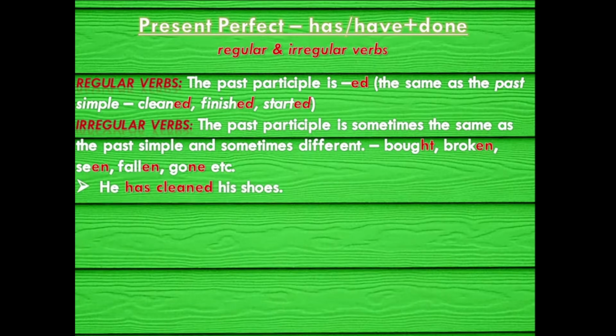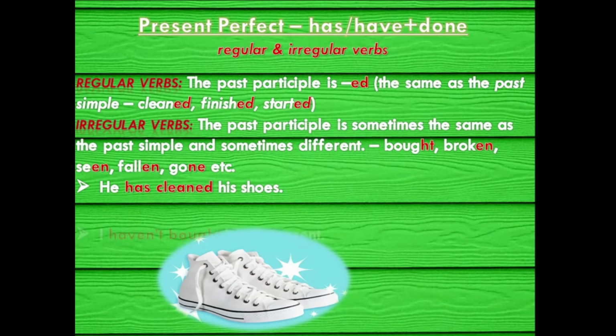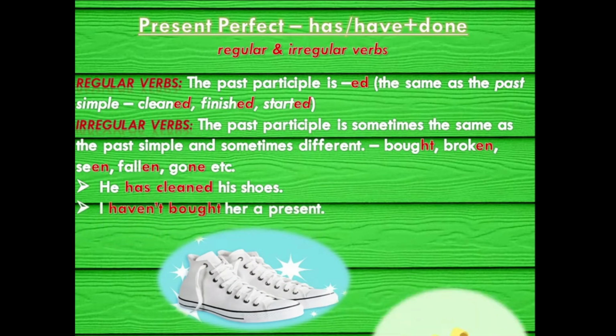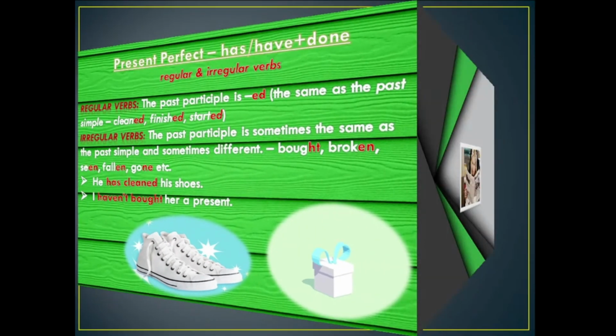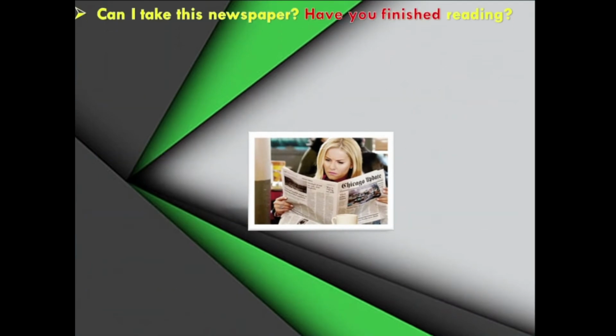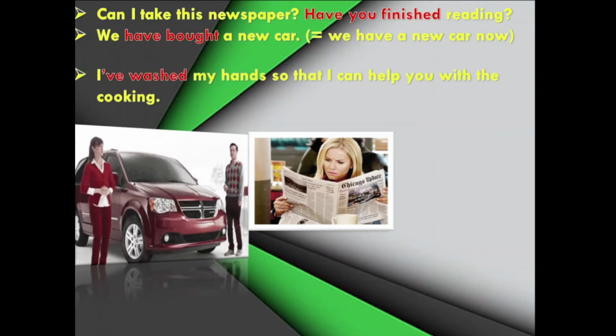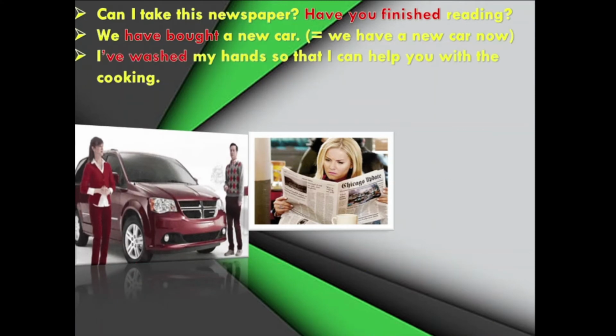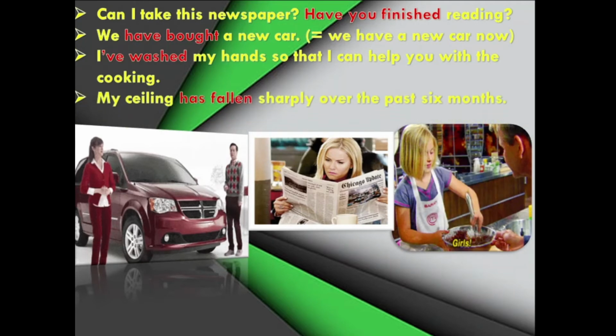So for example, he has cleaned his shoes. And here, I haven't bought her a present, so that is different. And we have some more here: can I take this newspaper? Have you finished reading? And we have bought a new car. Okay, so I have washed my hands so that I can help you with the cooking. So these are a few examples of this present perfect.